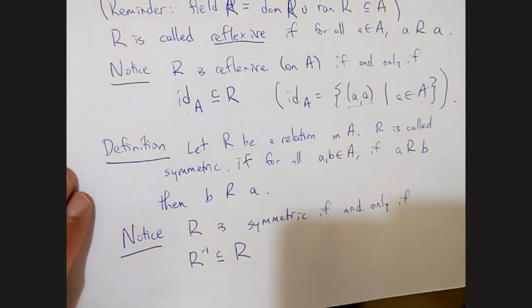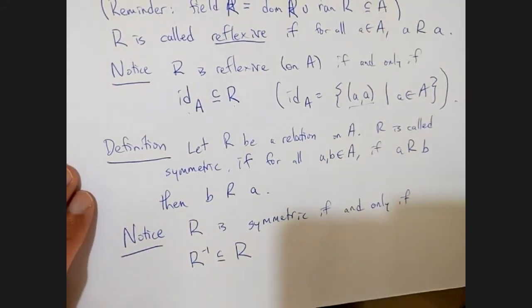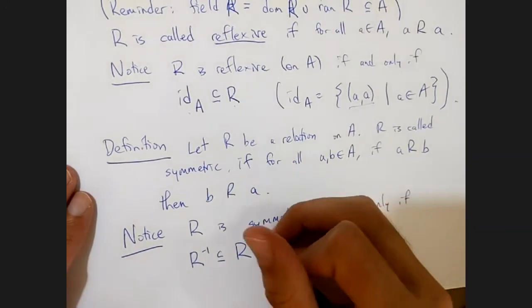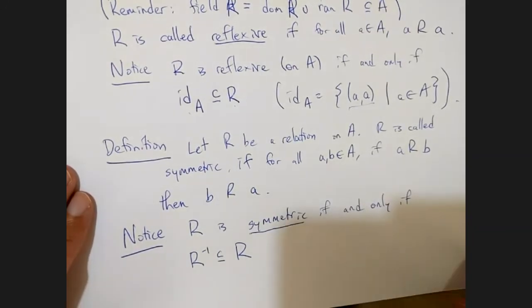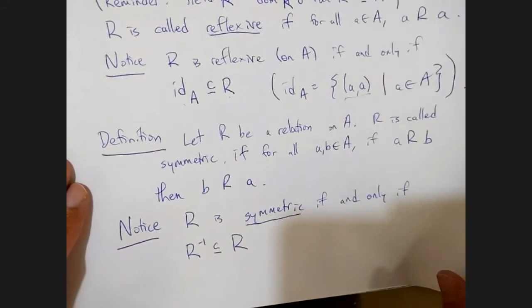Okay, that is one of the examples we have in mind for reflexive and symmetric relations. Now we also want to say what it means to be antisymmetric.